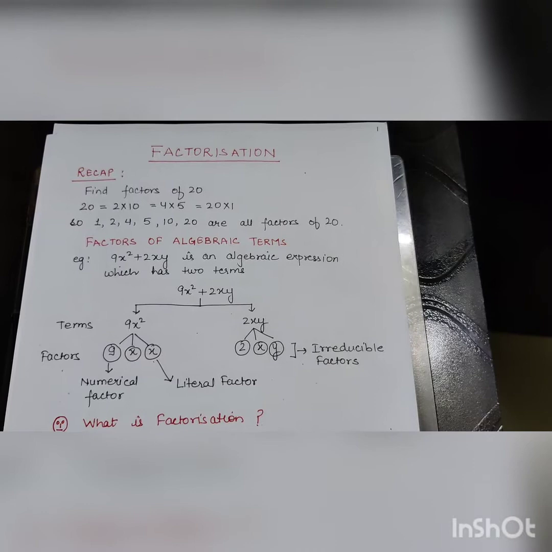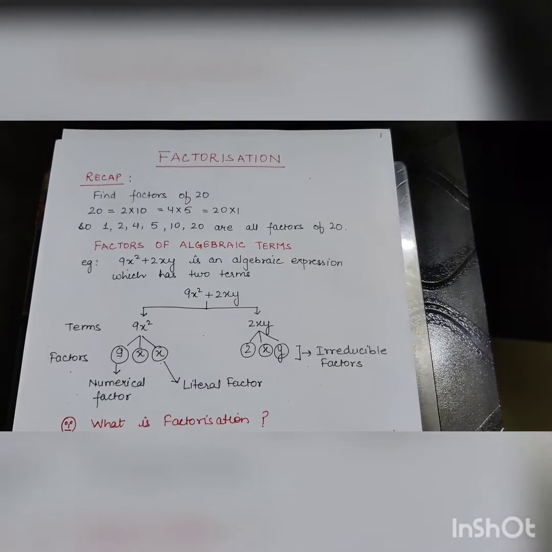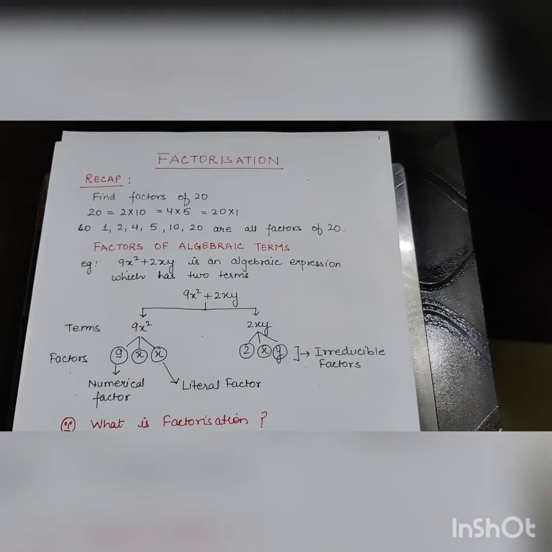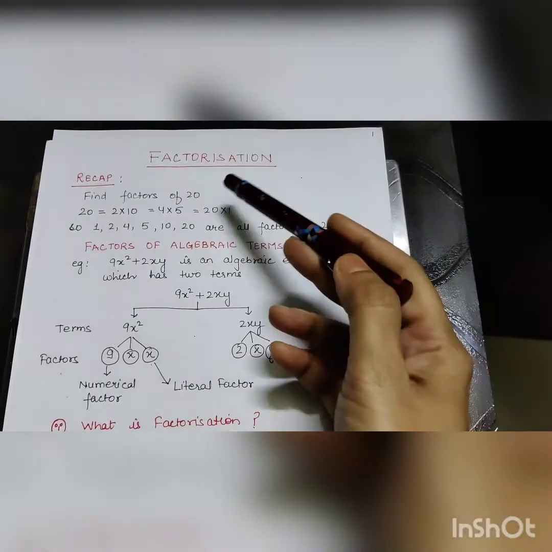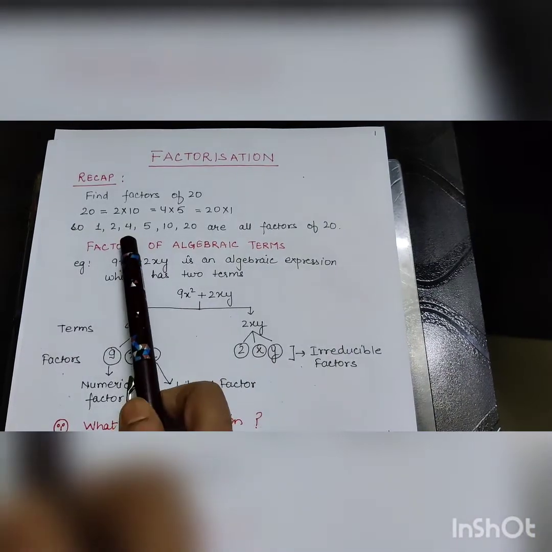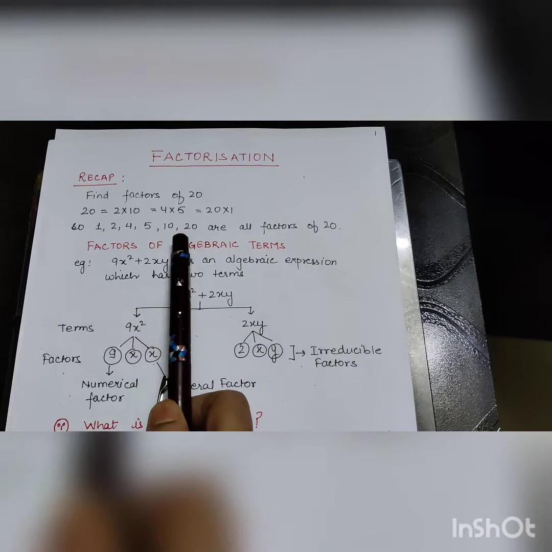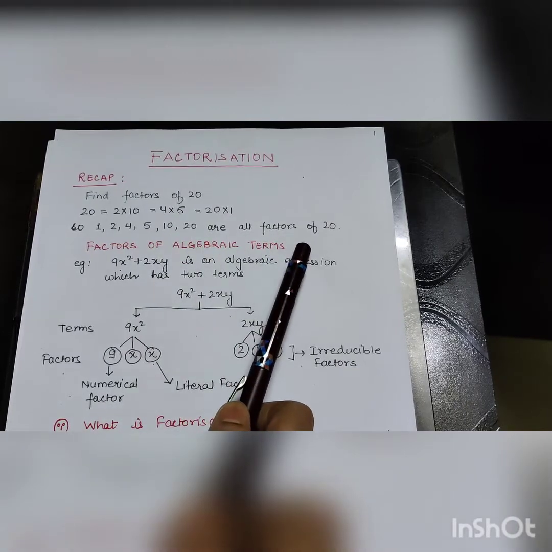In this voiceover video, we are going to study the concept of factorization with the help of questions. So let's begin with the recap of factorization. If I ask you to find the factors of 20, 20 can be written as 2 into 10, 4 into 5, 20 into 1. So 1, 2, 4, 5, 10, 20 are all factors of 20.